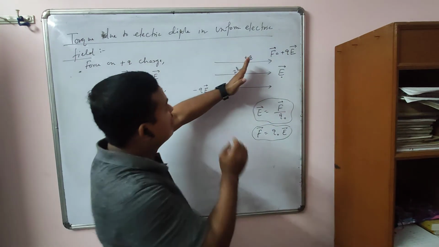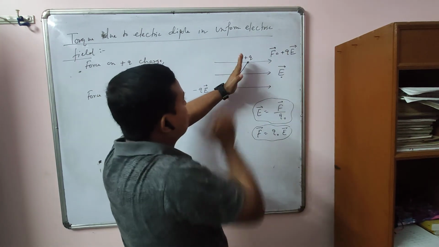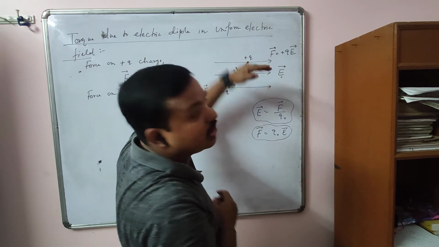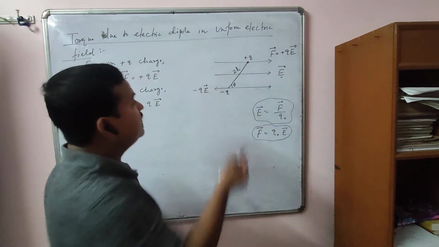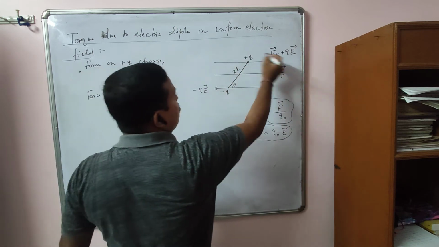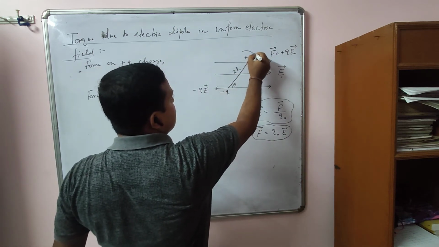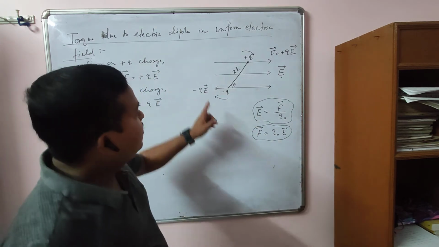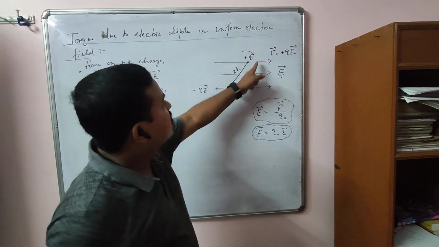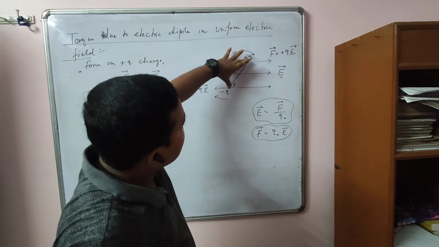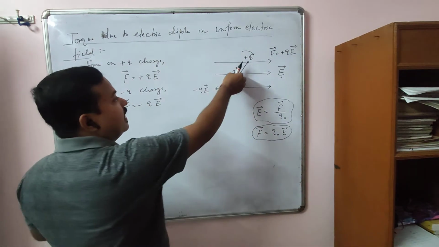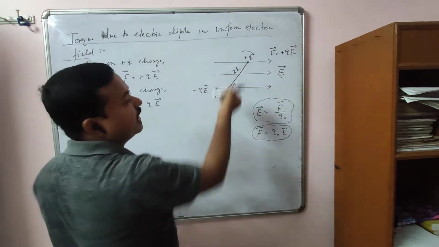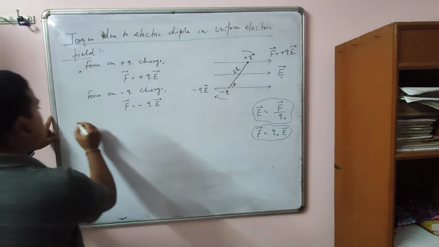So one along this, another along this. Because of this, it will rotate, and this is called torque. This force along this and this force along this are in opposite directions. So because of these equal and opposite forces, this dipole experiences torque and it will rotate along these directions. You have to find out that torque.